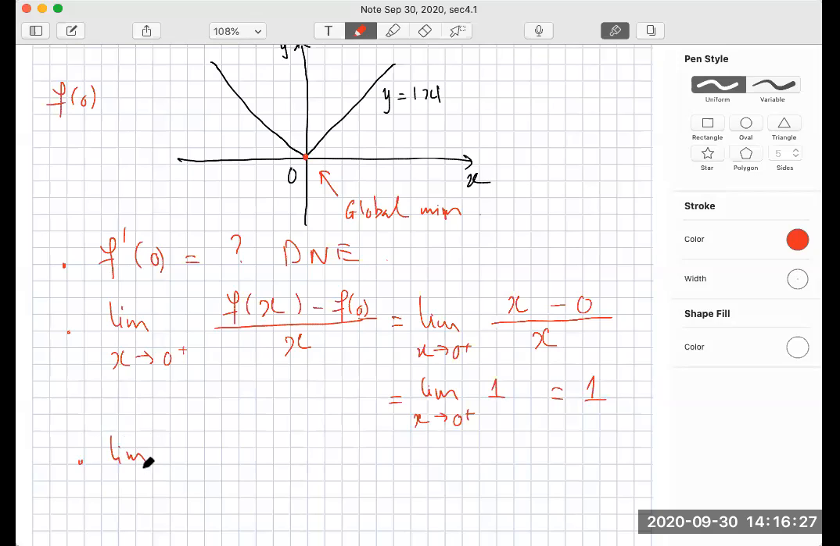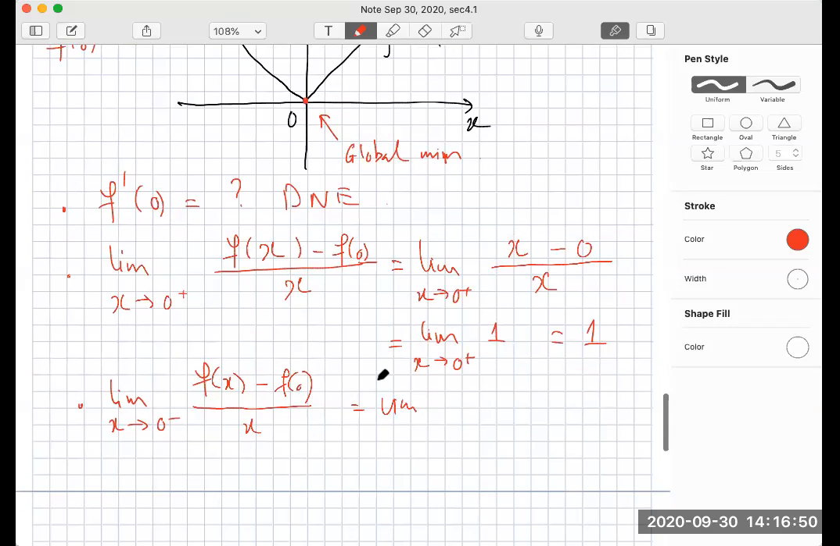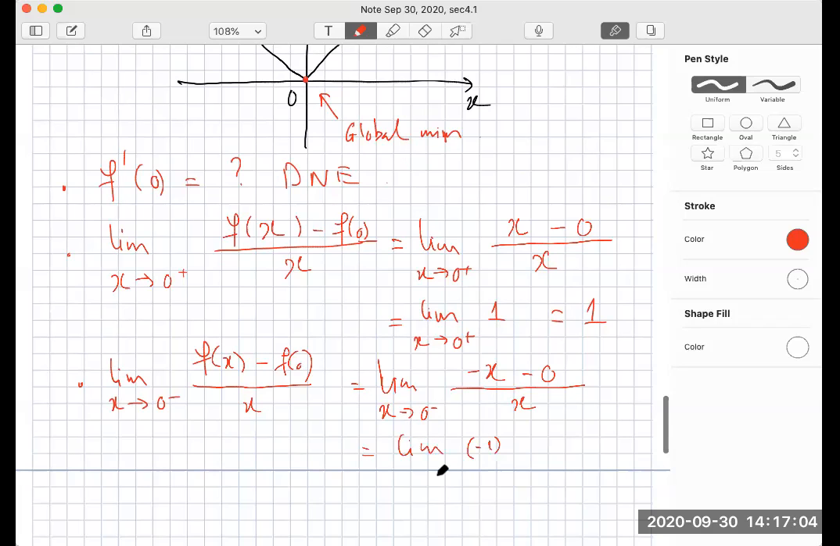And similarly, if x approaches 0 from the left side, what does it become? Very good. Thank you, Harrison. It would be the limit as x approaches 0 from the left of negative x minus 0 divided by x, which is the limit of negative 1 as x approaches 0 from the left-hand side. The same story: the limit of a constant, negative 1, is that constant. So the limits from the left and the right are different, so the derivative does not exist at 0 here, right?